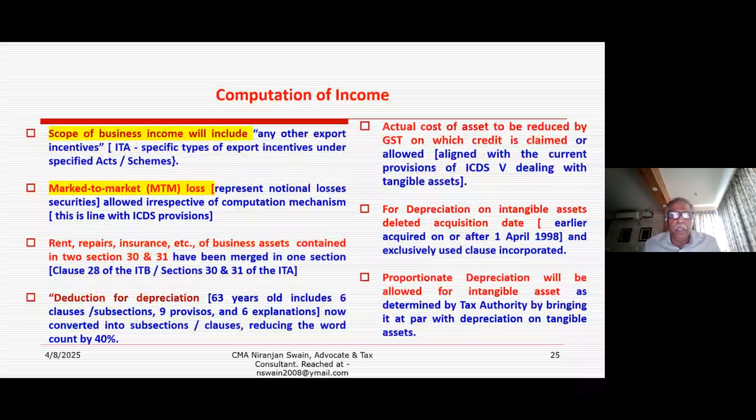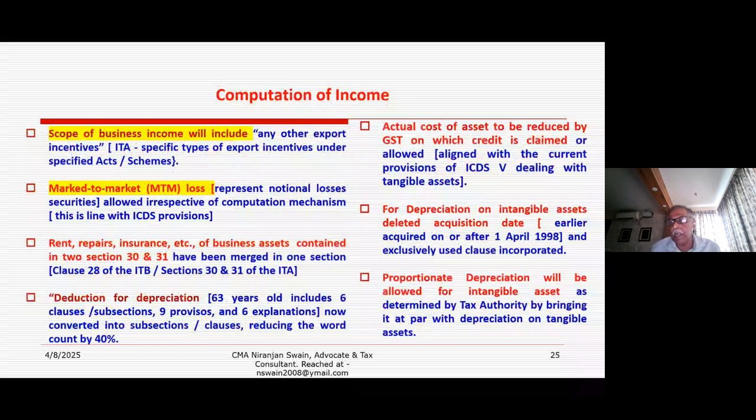Mark to market loss, particularly notional losses on securities, which is ICDS. Actually, they wanted to make it on par with the ICDS. You might have seen that in the Income Tax Act, while computing income, particular business income has to comply with the Income Computation and Disclosure Standards. That is why, in the case of a loss on securities, whether it is treated as a business expense or not depends upon the ICDS provisions. Now they have provided in the Act that mark to market loss in the valuation at the end of the year will also be treated as a business expenditure.